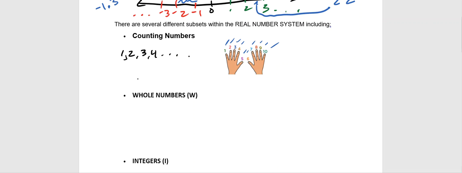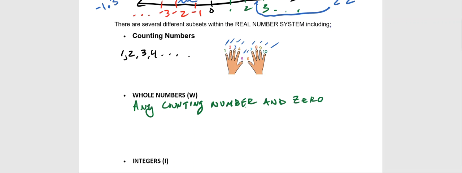Now, when we get into whole numbers, because that's the next step up, it's important for us to know what counting numbers are because we're going to use what a counting number is in defining what a whole number is. So a whole number is going to simply be any counting number and 0. So that's going to be a list not starting at 1 like our counting numbers, but starting at 0. So it'll be 0, 1, 2, 3, dot, dot, dot.